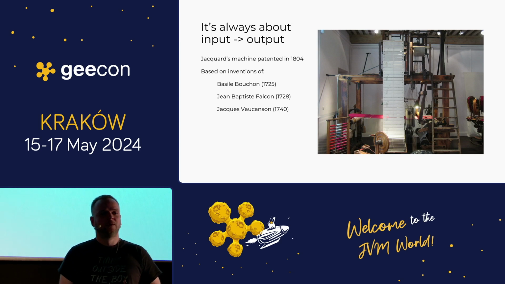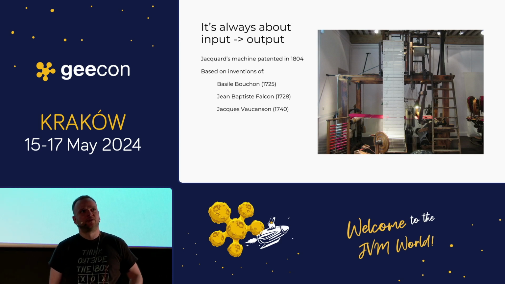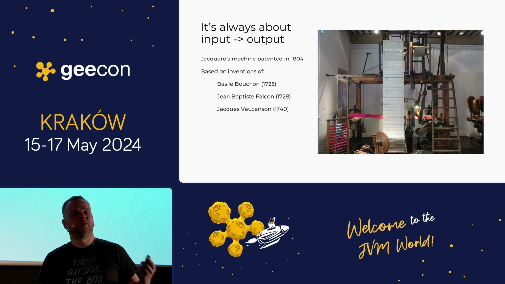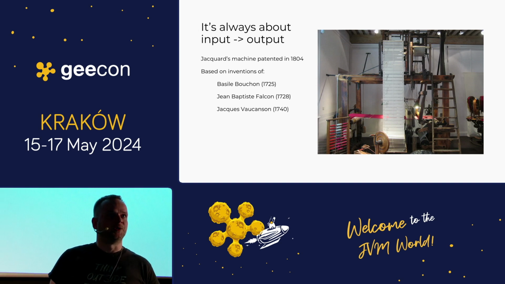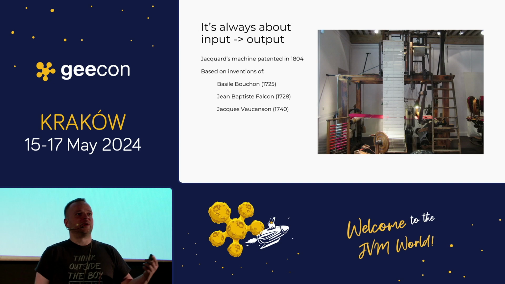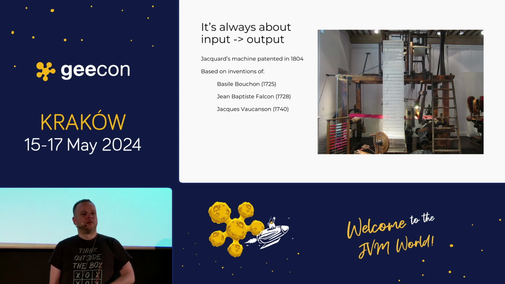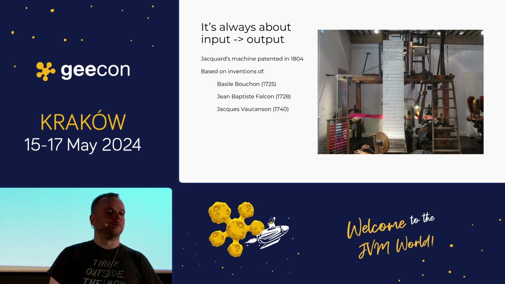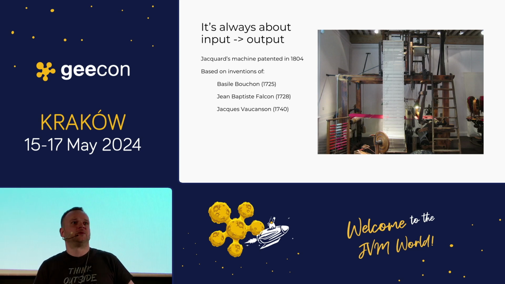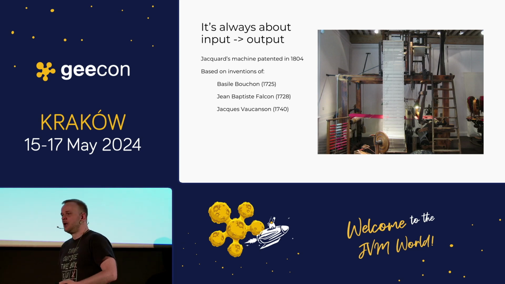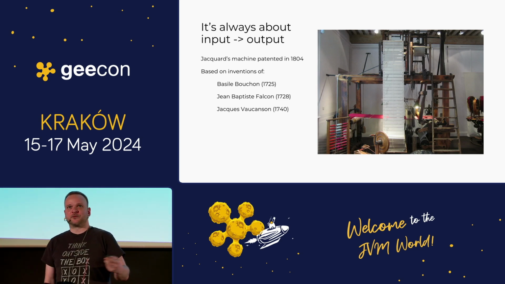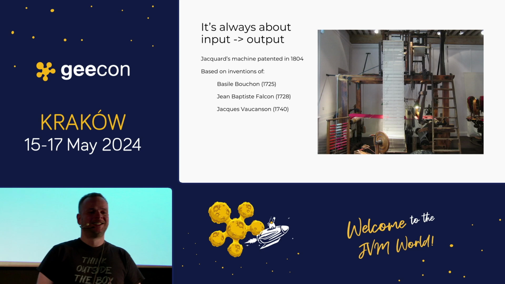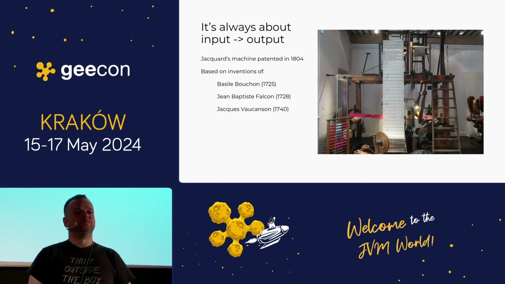This is one of the first machines that tried to automate, tried to take some input and process this input into some sort of mechanical process. This is a loom, patented in 1804. It was an improved machine based on inventions of previous generations, previous people that tried to design this kind of machine earlier.